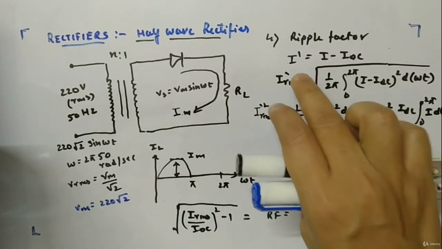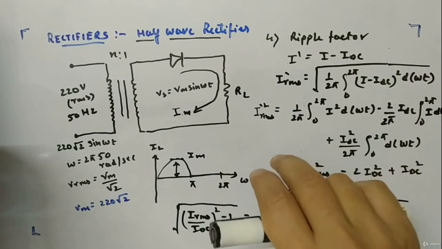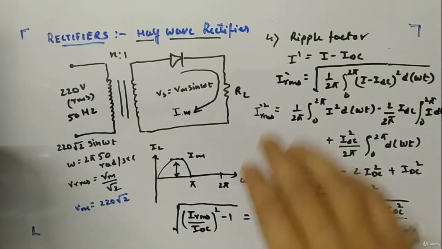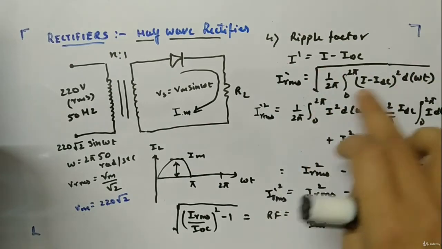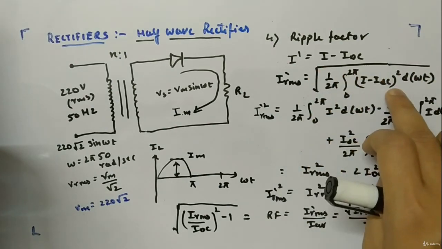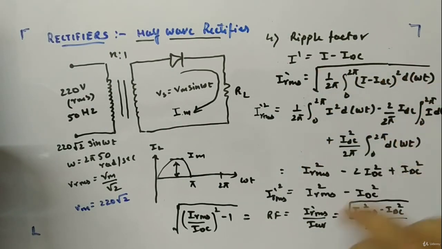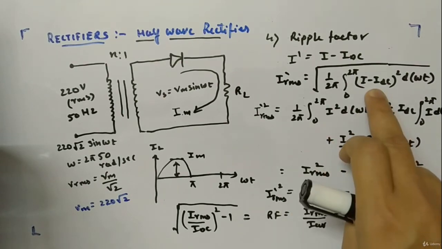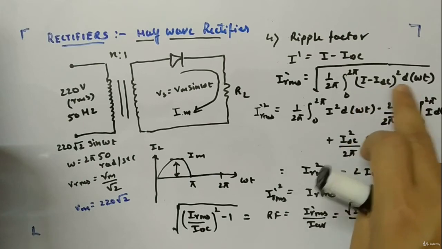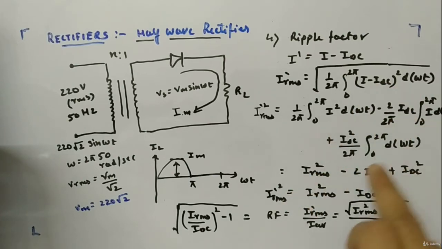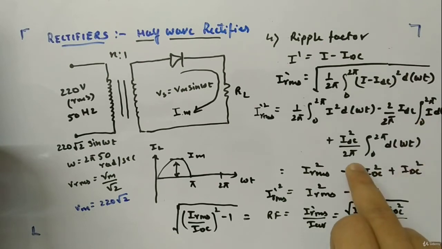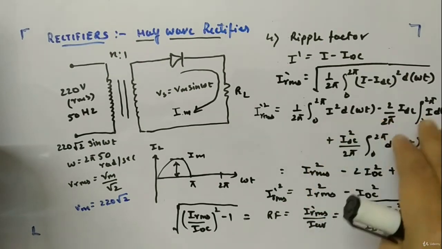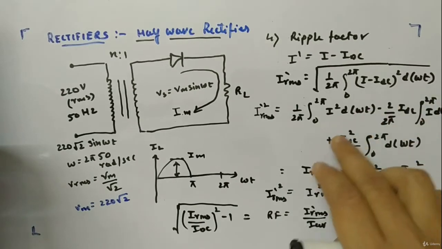So I dash I have written in terms of I and IDC. Now I'll plug the value of I dash in the IRMS dash expression. So that will be under root 1 by 2 pi, integral 0 to 2 pi, I minus IDC whole square d omega t. I have replaced I dash with I minus IDC. If you open this square, you will get 3 terms: I square minus 2 I IDC plus IDC square. So 3 terms, and the rest of them are multiplied.